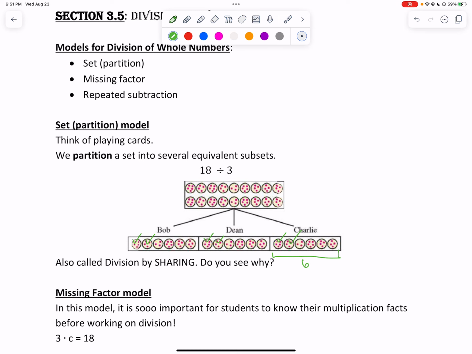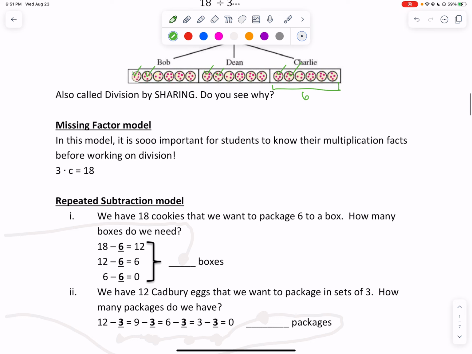Okay. The next one is called the missing factor model. If students really know their multiplication facts, they are going to do really well with the missing factor model. The missing factor model really relies on those fact families that we talked about.